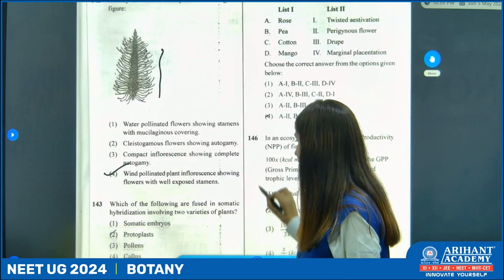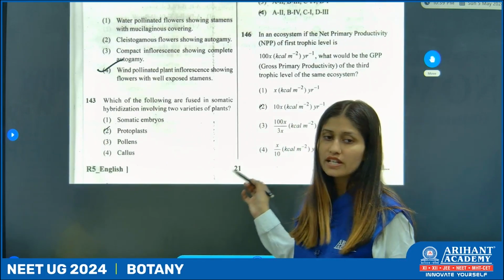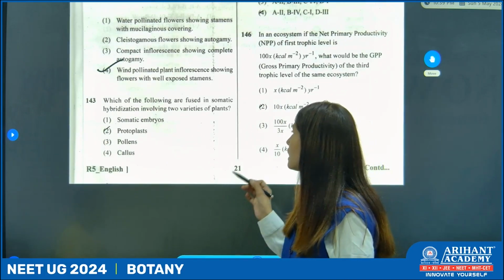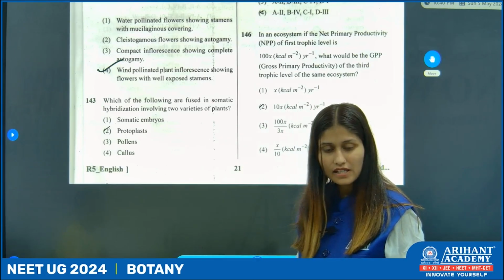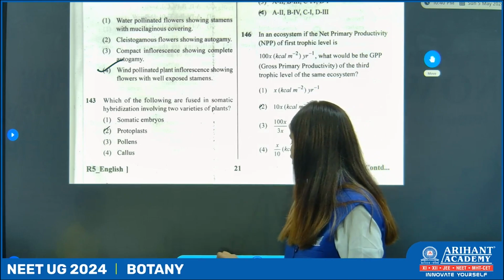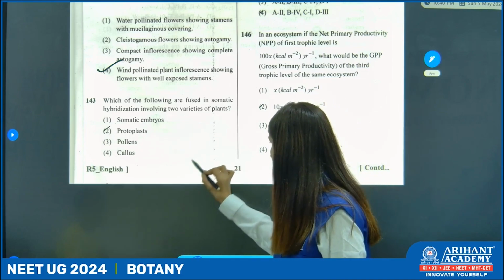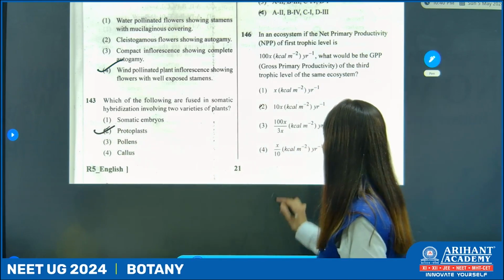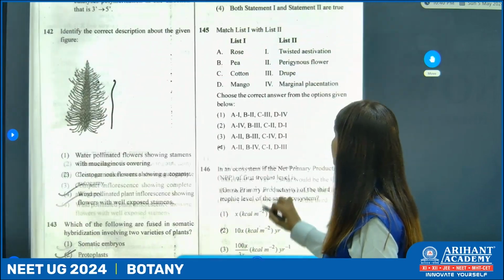Okay, next question. Which of the following are fused in somatic hybridization involved in two varieties of plant? This is from the tissue culture part. Here two protoplasts are fused together to give the hybrid. So answer for this would be protoplasts. Okay, next question.